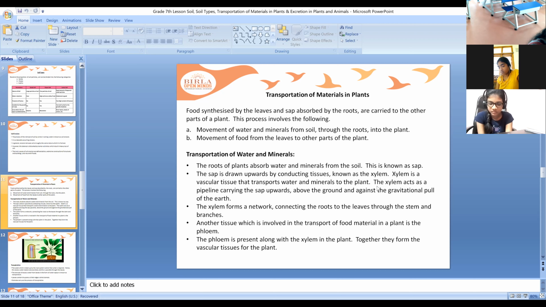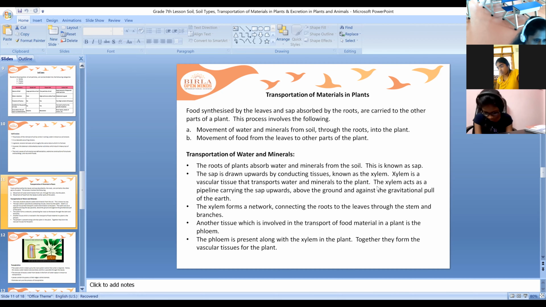So usually the roots play a major role in absorption of water and minerals from the soil. This is known as sap. The sap is drawn upward by conducting tissues known as xylem. Xylem is a vascular tissue that transports water and minerals to the plant.